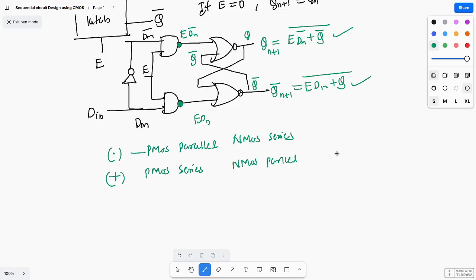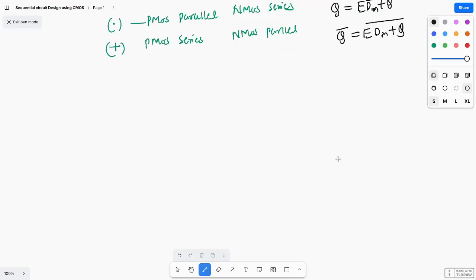Okay, I will draw the CMOS circuit. Let us take Q equal to E into D in bar plus Q bar, whole bar. And Q bar equals E into D in plus Q, whole bar. This one I need to implement with CMOS.